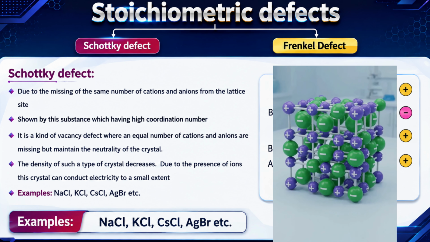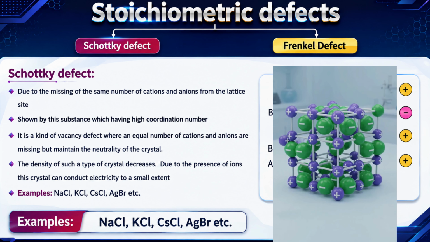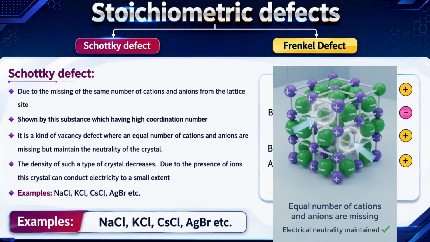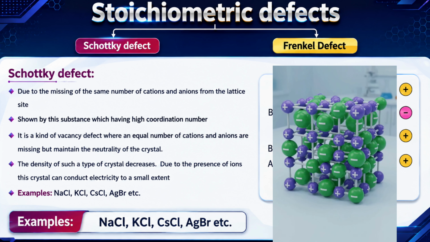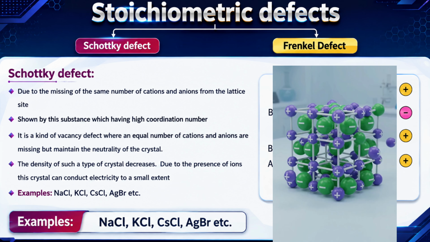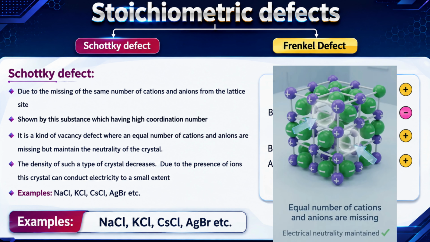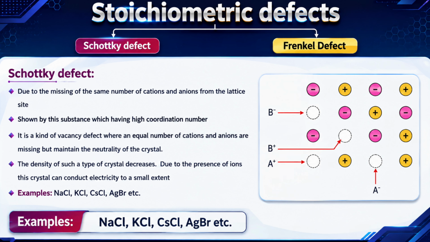Schottky defect occurs due to the missing of the same number of cations and anions from the lattice site. This type of defect is shown by substances having high coordination number. Schottky defects generally occur in ionic compounds in which the radius ratio of cation and anion is not far below unity. It is a kind of vacancy defect where an equal number of cations and anions are missing but maintain the neutrality of the crystal.